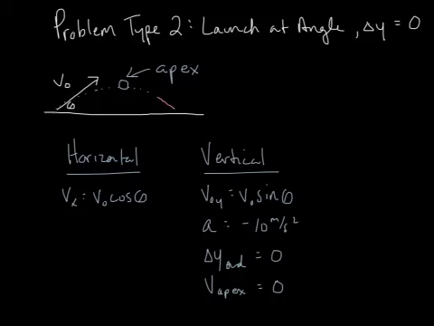Because as the projectile is moving up, it has an upward vertical velocity, and then when it's coming back down in the second half, it has a negative or a downward vertical velocity. And so during switching from a positive velocity to a negative velocity, that vertical component of the velocity has to equal 0 right at the apex.